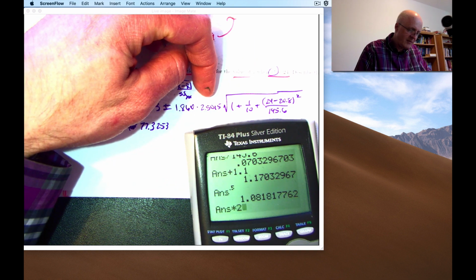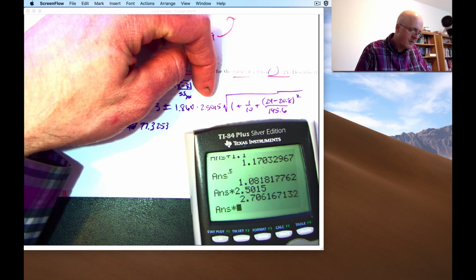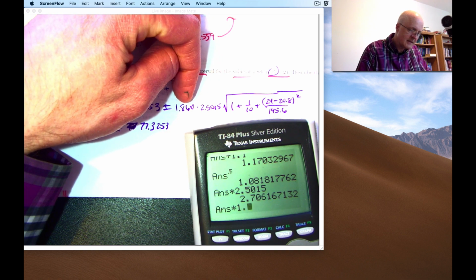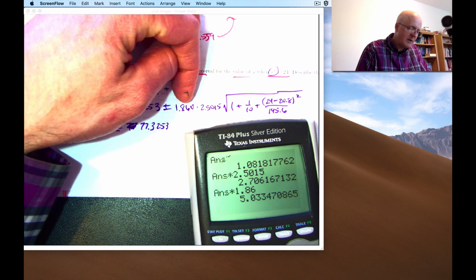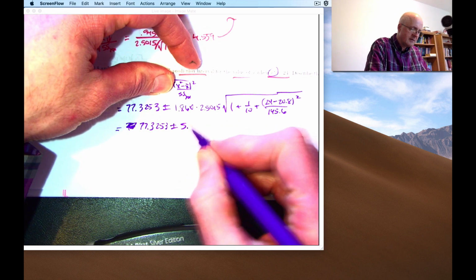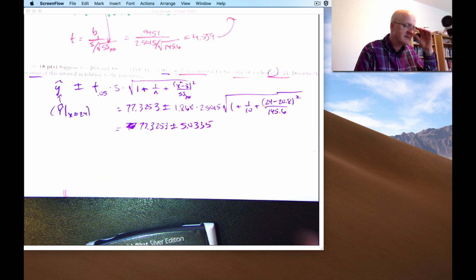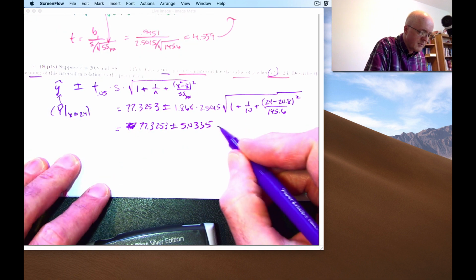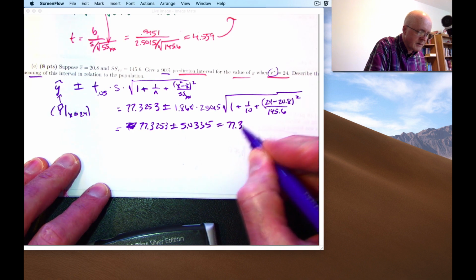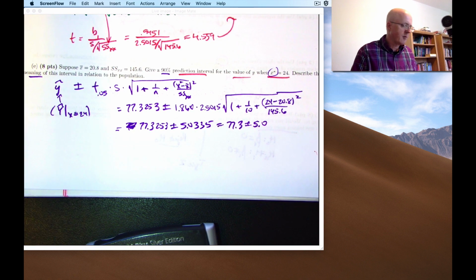Multiply by 2.5015 and also multiply by 1.86. 5.0335. 5.0335 is the margin of error. We'd probably want to round these more. You probably better to say 77.3 plus or minus 5.0 even. And then you can find the left and right endpoints as well.